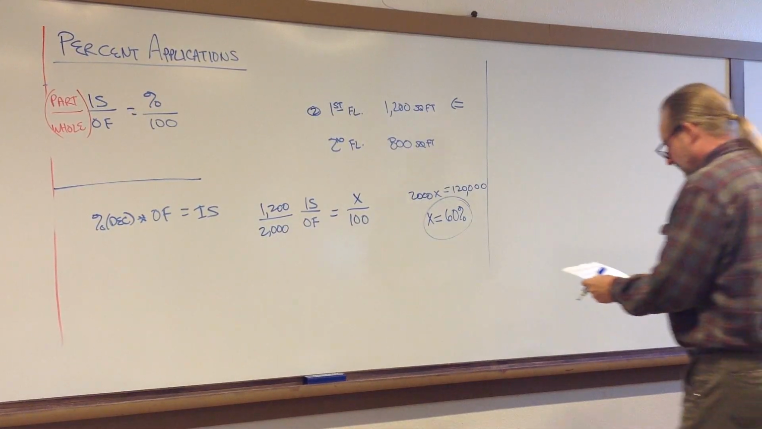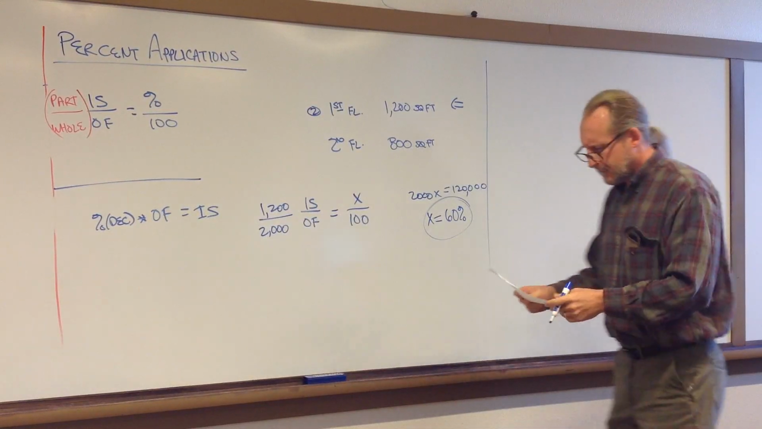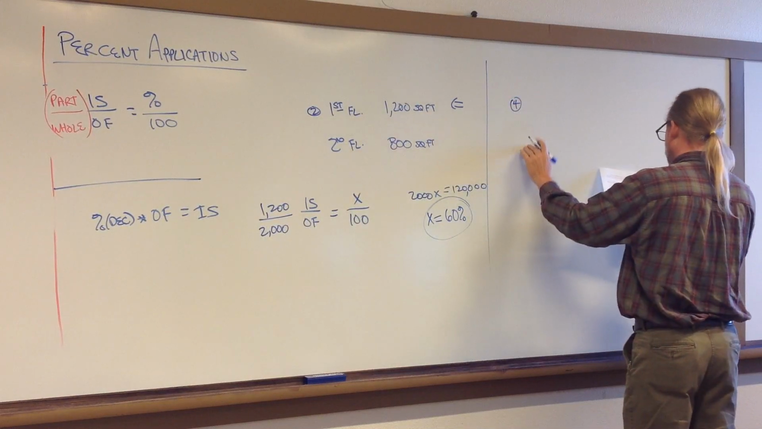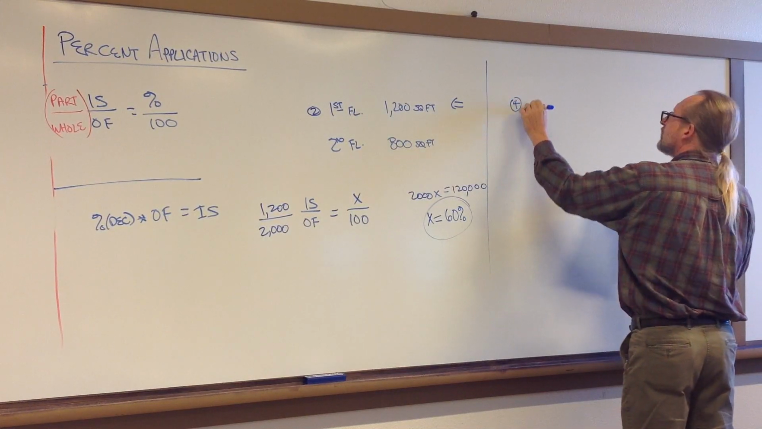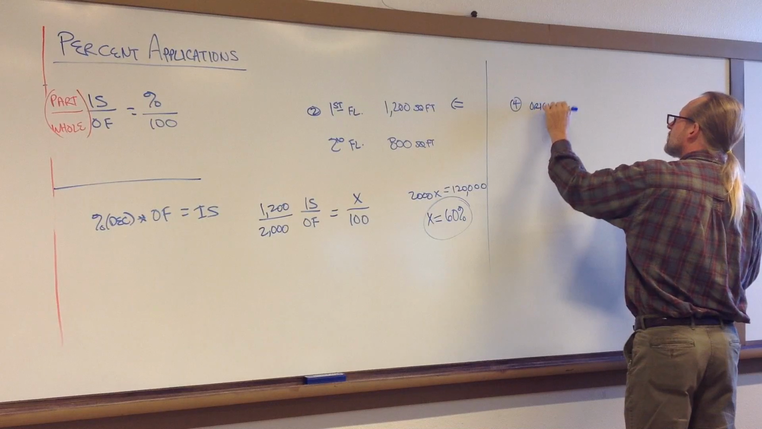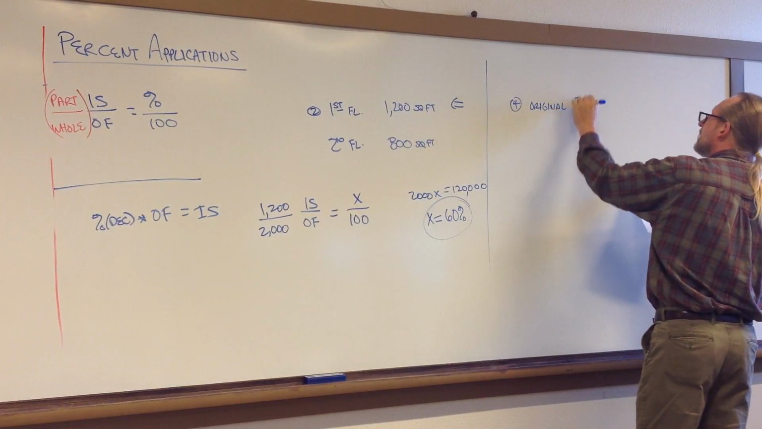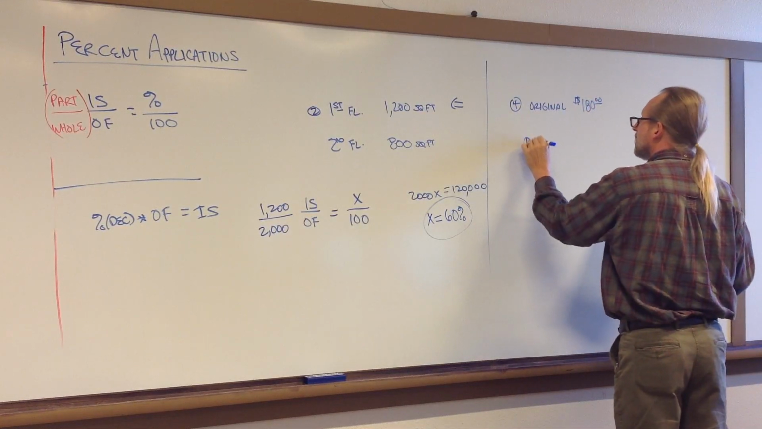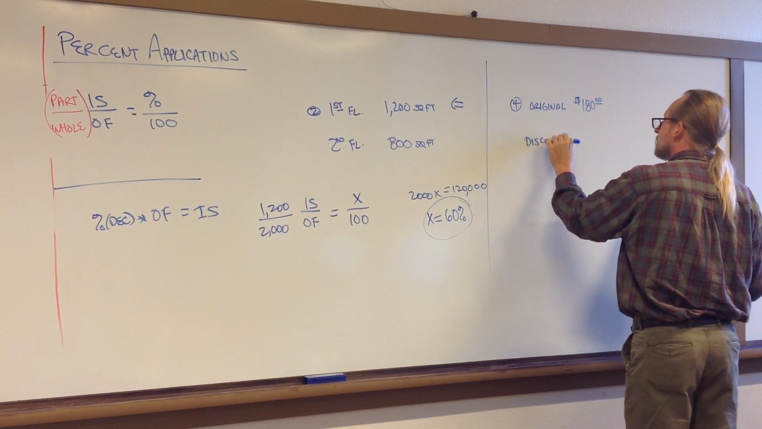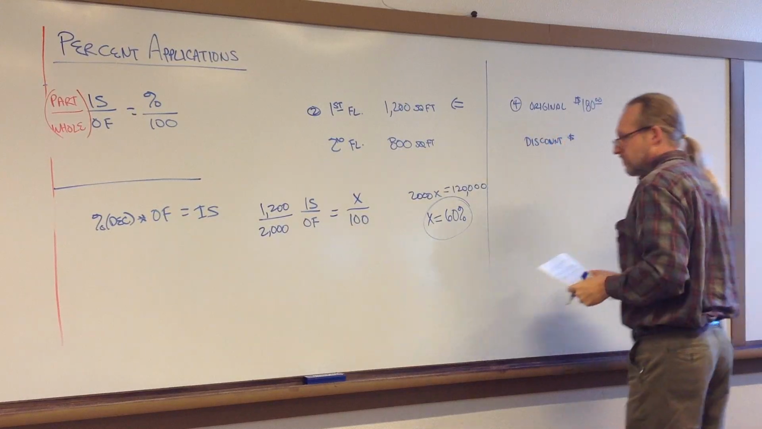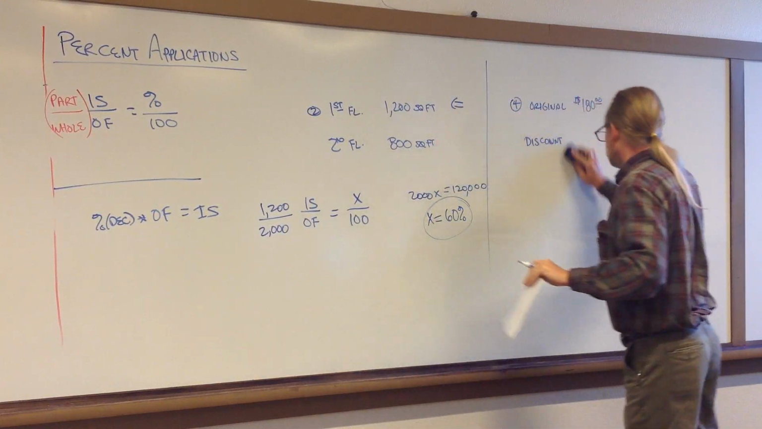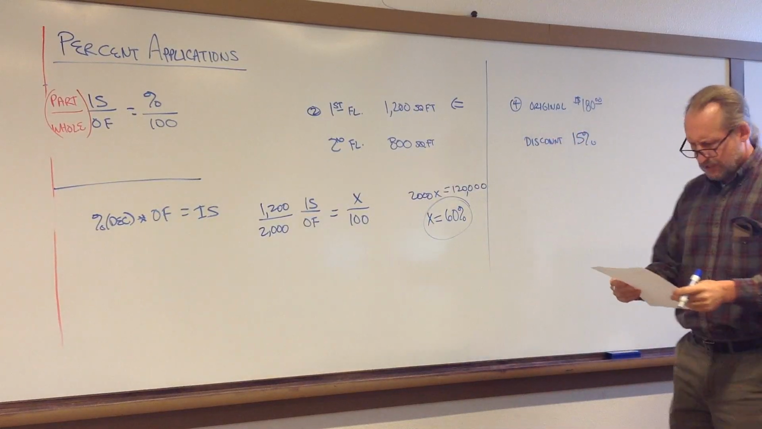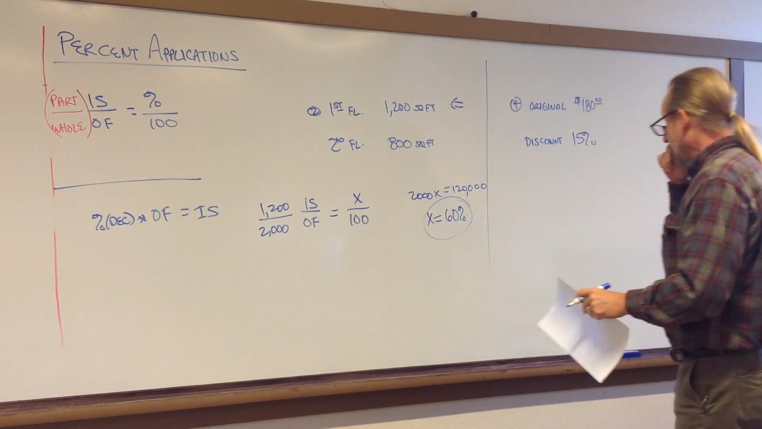These next three problems, 4, 6, and 8, are all discount problems. So let's take a look at these. Problem 4. An item originally cost $180, and it's being discounted by 15%. The question asks, find the amount of discount and the new price.